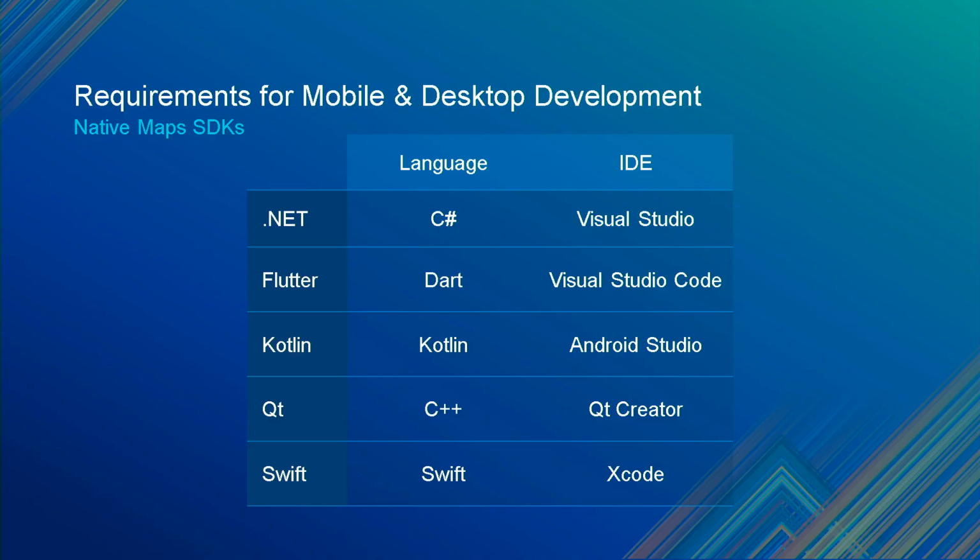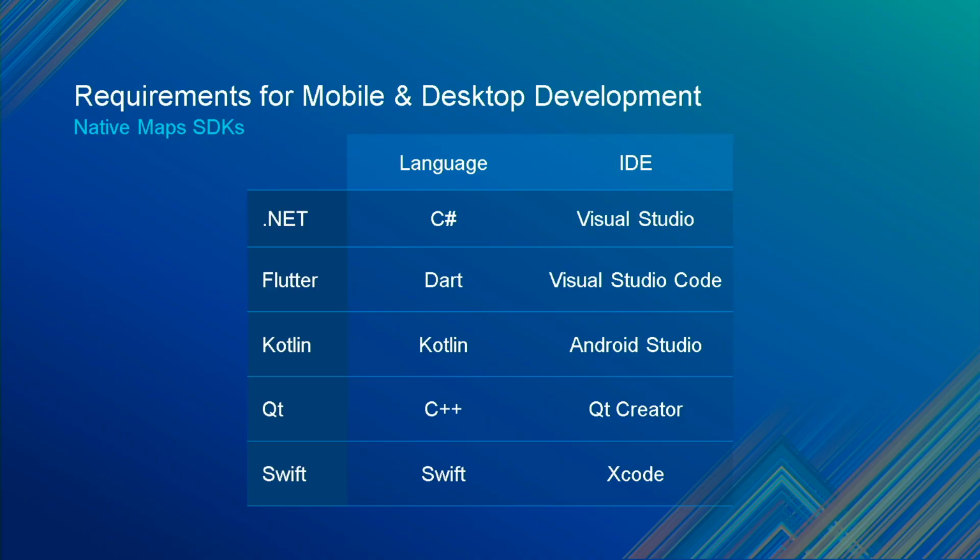The Qt Maps SDK, working with our C++ API, leveraging QML, and working with Qt Creator. And lastly, our Swift Maps SDK, working with Swift and SwiftUI using Xcode to build that application. So just an overview of the languages and the IDEs that you'd use, depending upon which native Maps SDK you choose to use.